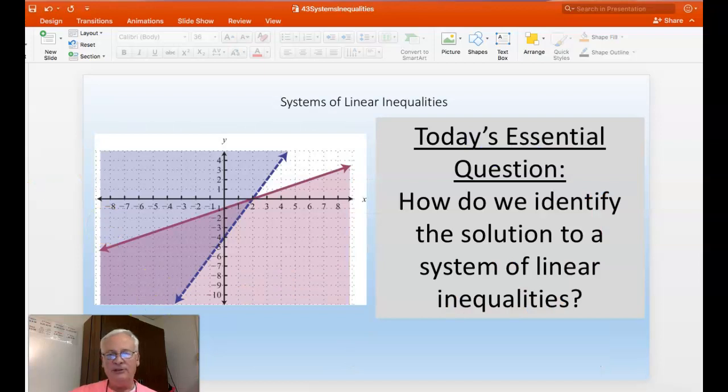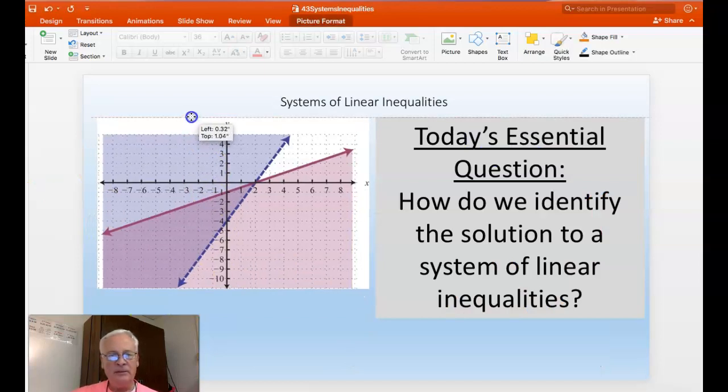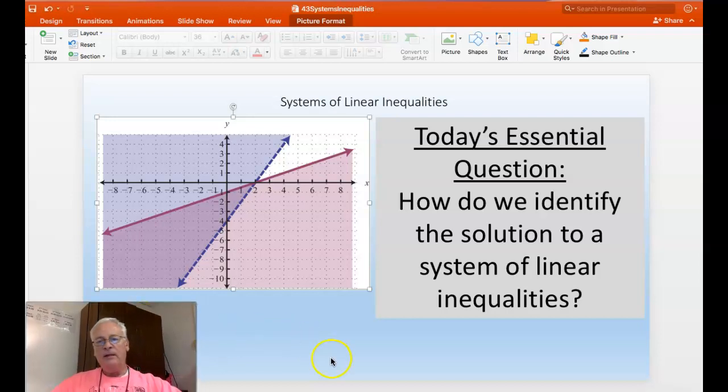All right, the essential question. Let me slide this up a little so I can get my face in here. Guys, how do we identify the solution to a system of linear inequalities? That's today's essential question.